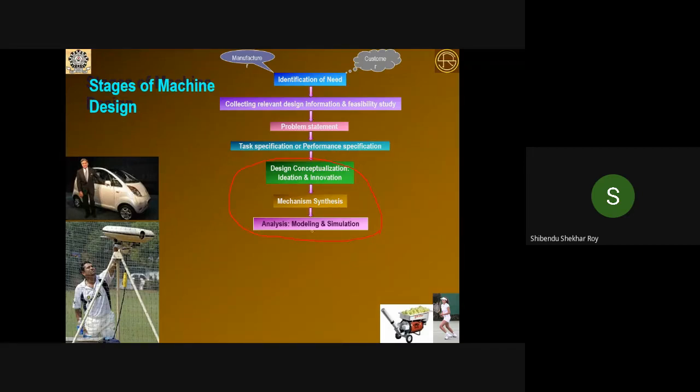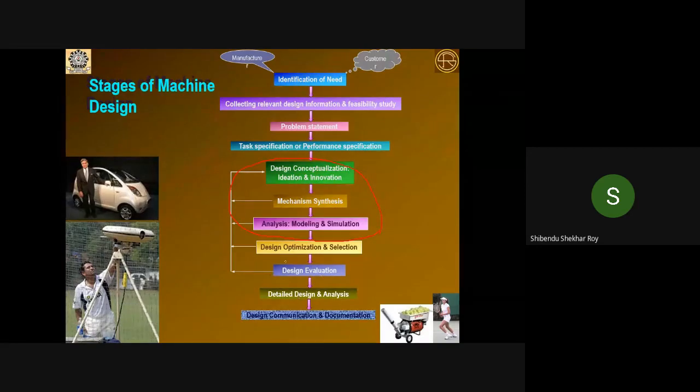Once this modeling simulation is over, you have to carry out some optimization to find out which one is the best one, then select, then go for the design evaluation. It is an iterative process. If you find any mistake, go back to conceptualization. Once design evaluation from the cost aspect and the safety aspect is over, you go for the detailed design analysis, and after that you prepare the design documentation for fabrication.